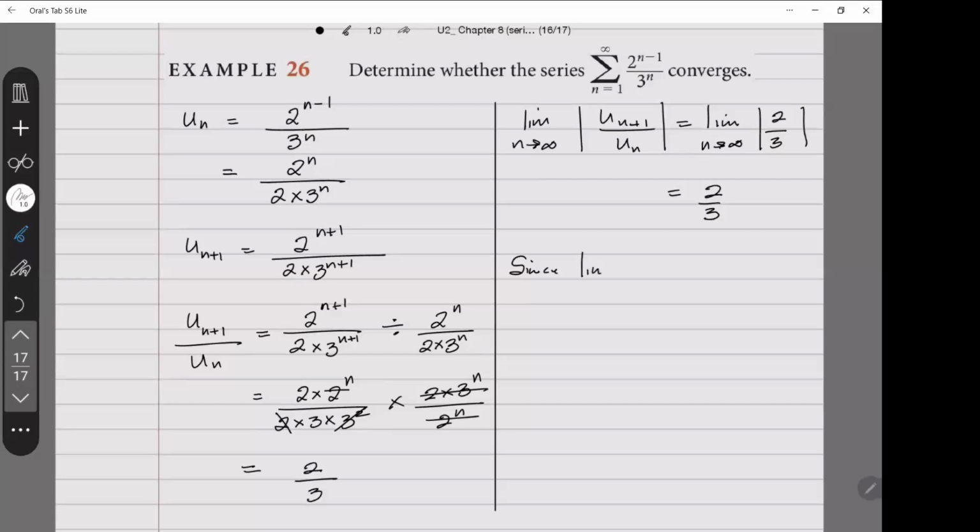Since the limit as n approaches infinity of the modulus of un plus 1 over un is less than 1, the series converges. The series converges.